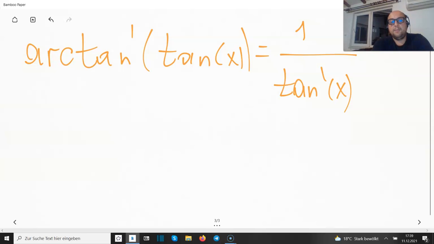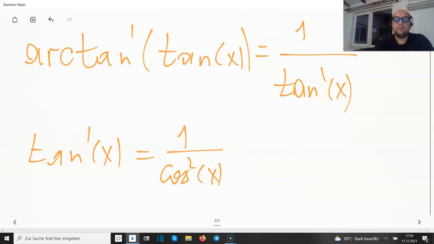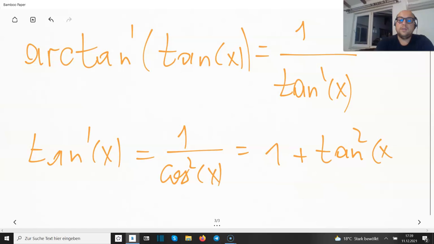And now maybe you remember there were two different ways how we can write down the derivative of the tangent. The first one was it's 1 divided by the cosine squared of x, which is fine, but not necessarily what we need here because there is a better one. And this is 1 plus tangent squared of x.